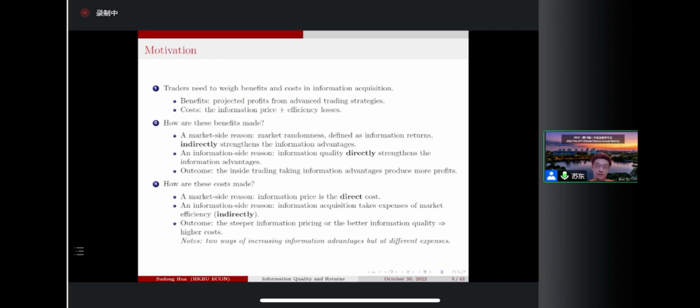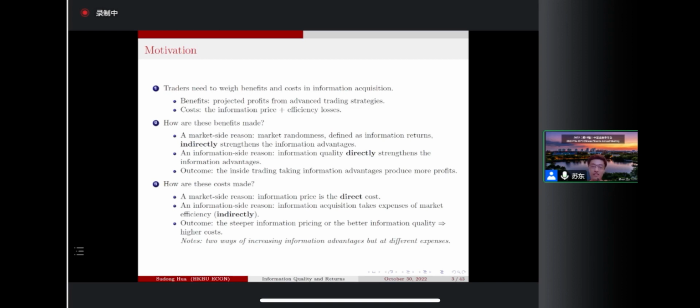I will spend some time talking about the motivation for why I'm writing this paper, which I think is more important than the tedious algebra. The first question: traders in the market should weigh the benefits and costs of information acquisition. The benefits are the projected returns we can get because of our more advanced trading strategies. The costs are the information price, which is a direct cost, and the efficiency losses. This is a micro principles thing.